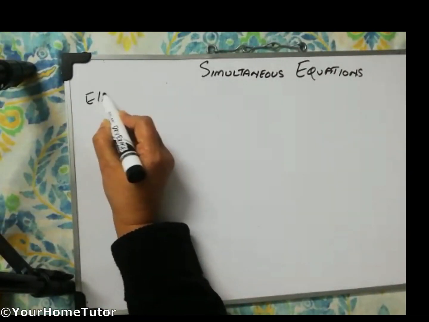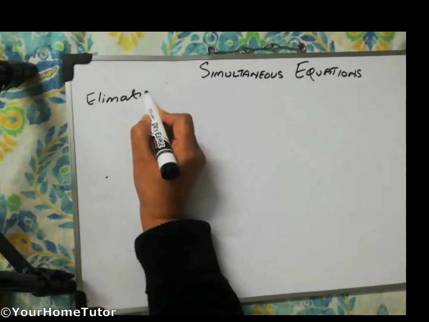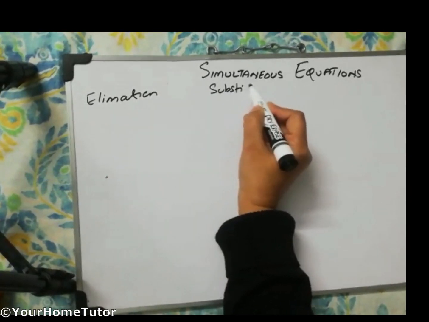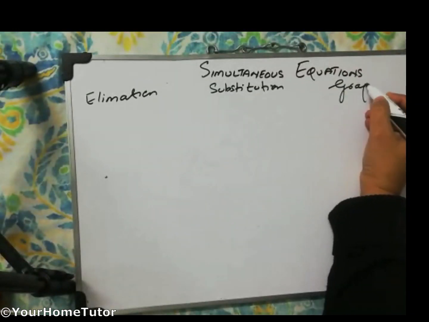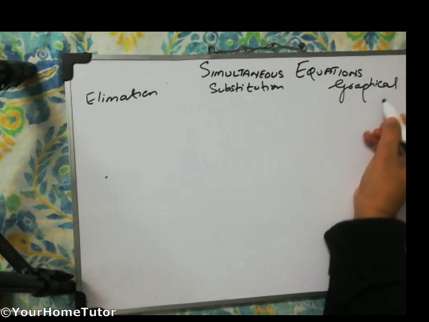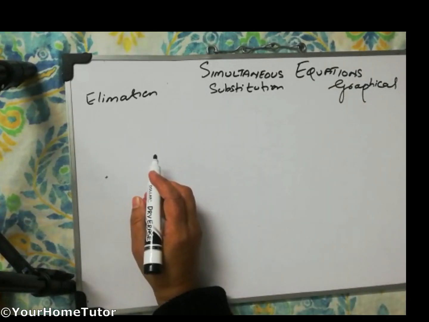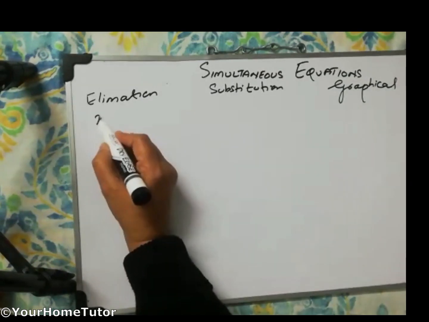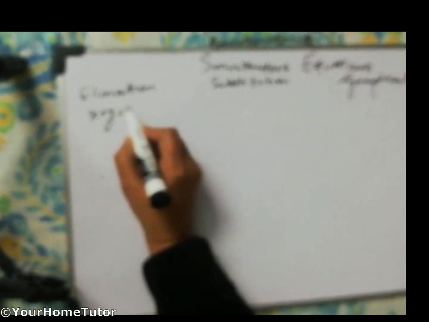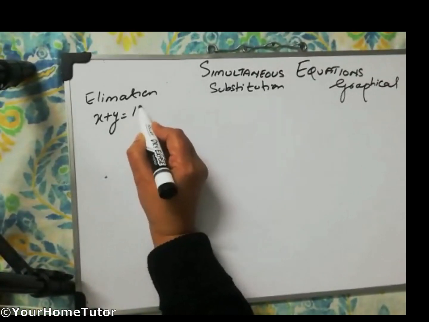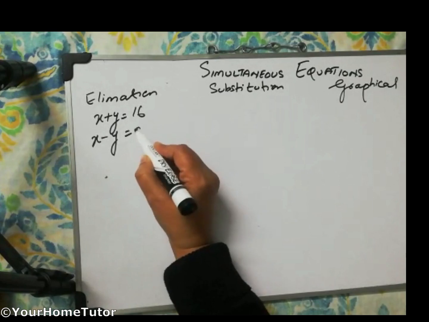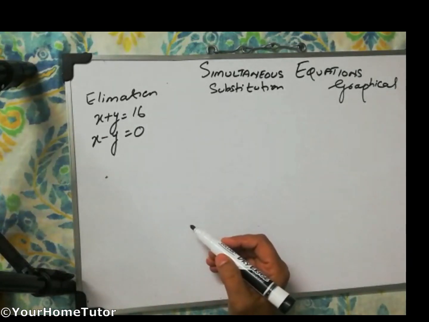One is called as the elimination method, second is called as the substitution method, and third is called as the graphical method. In this video we'll try to discuss all the three methods. For example, if we have a simultaneous equation x plus y is equals to 16 and the other simultaneous equation is x minus y is equals to 0. Now we have to solve these.